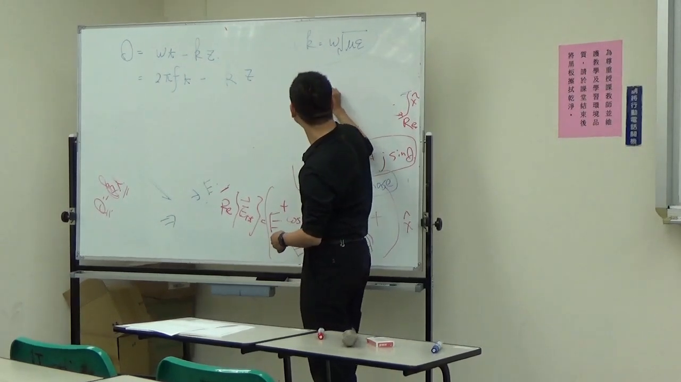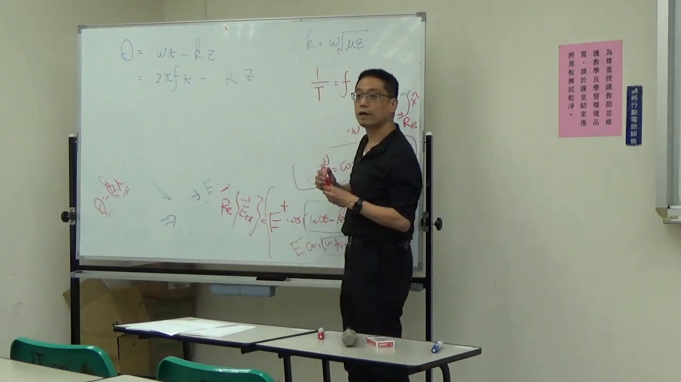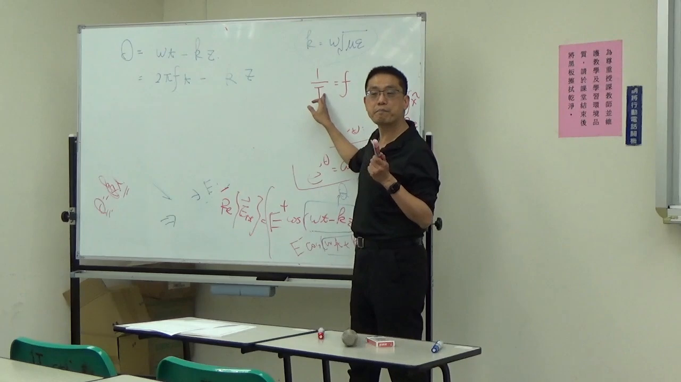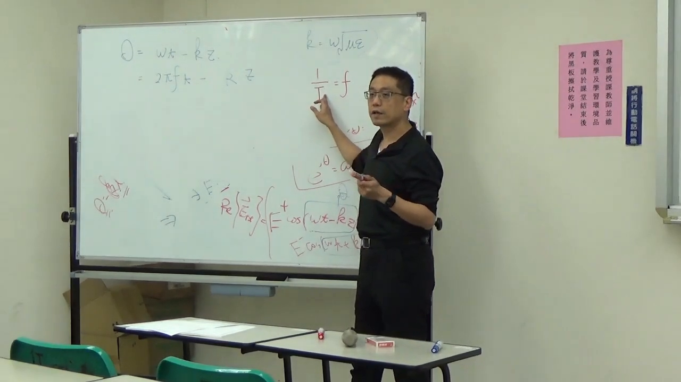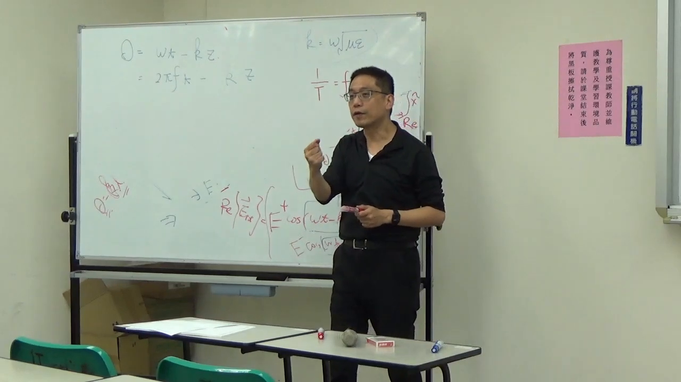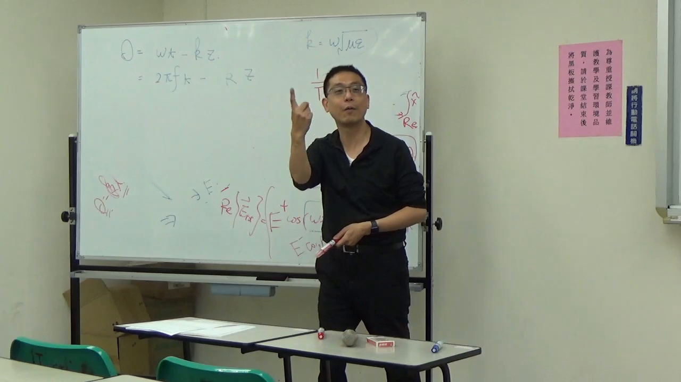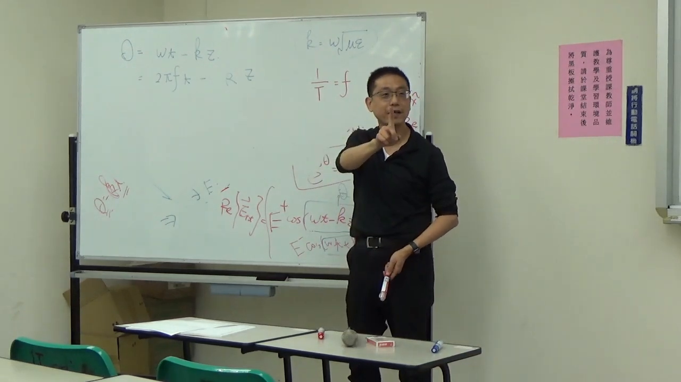F and T are different. T is a period. How to say that? Period. It's how long it takes for one occurrence to happen. How long one time? And F means how many times in 1 second. There is a difference.